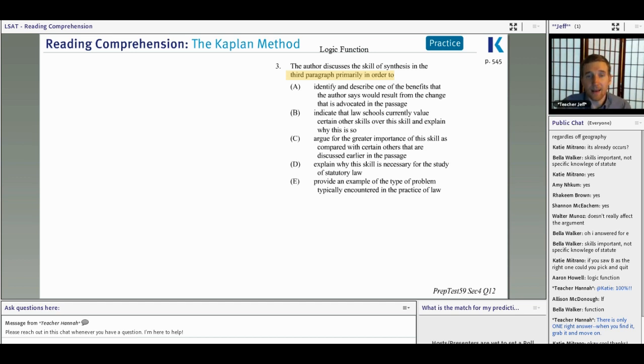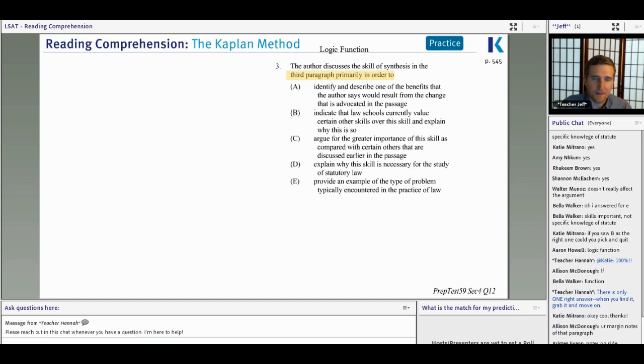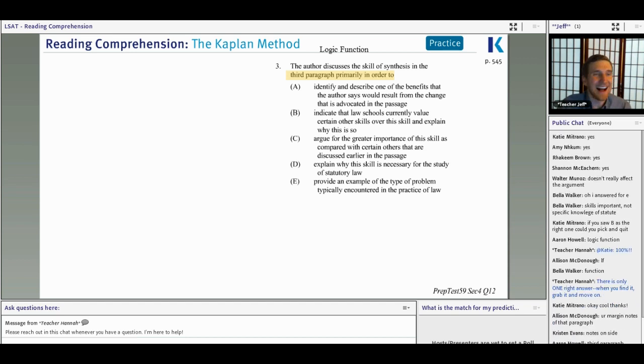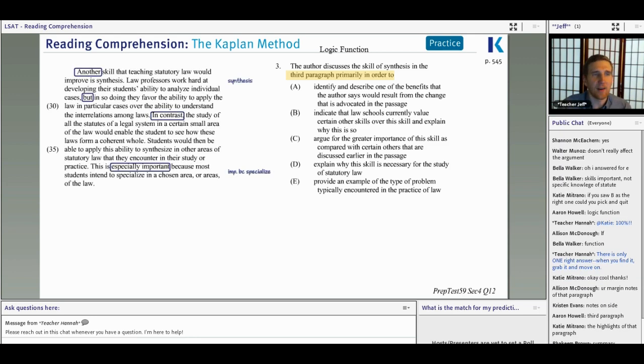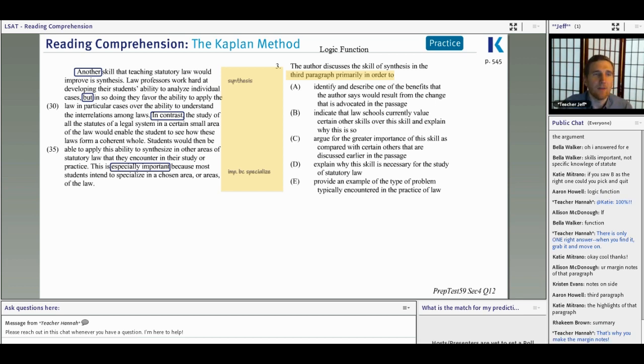And Bella, Allison, Aaron, thank you all for IDing this one correctly. Where should you be going to solve this question? Go to your margin notes. Yeah, you should go take a look at the third paragraph. And obviously, these margin notes are not necessarily identical to yours. You should take a look and say, okay, what was this paragraph about? What is the point of this paragraph being there?